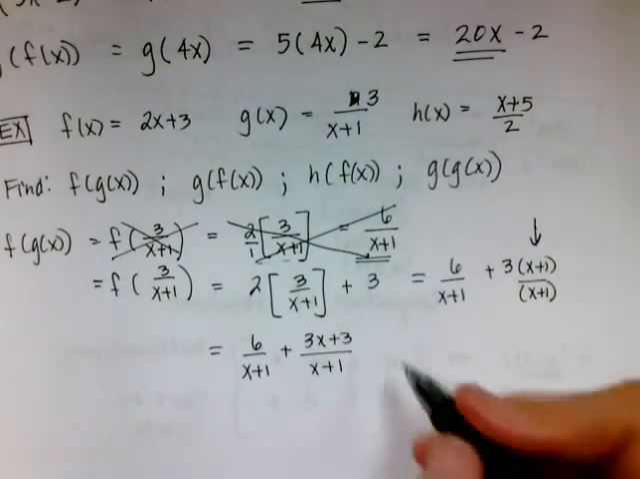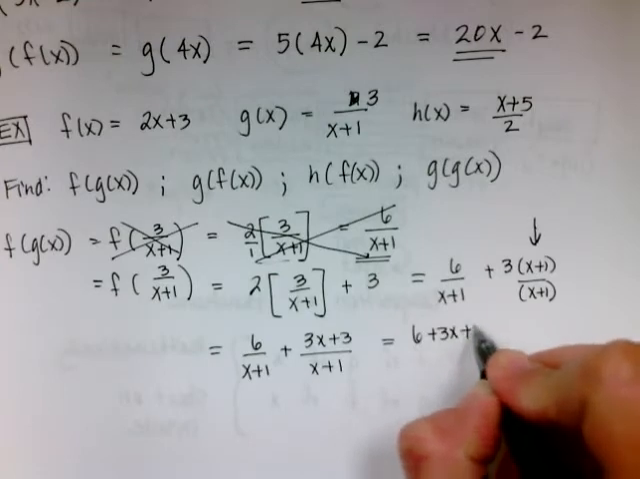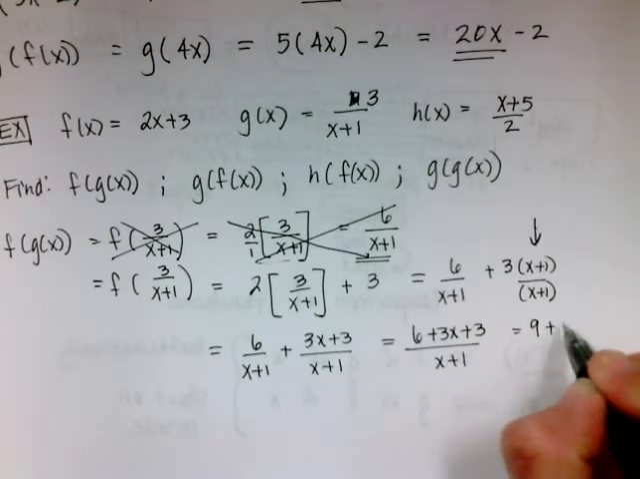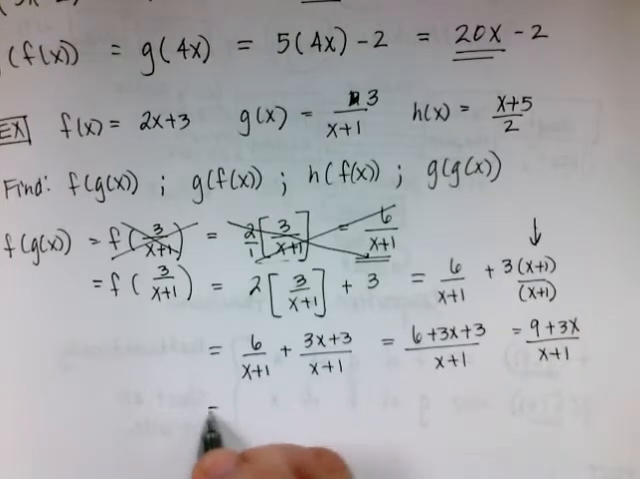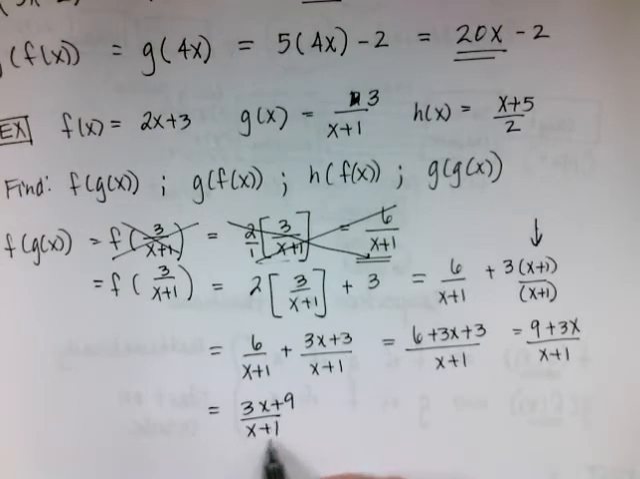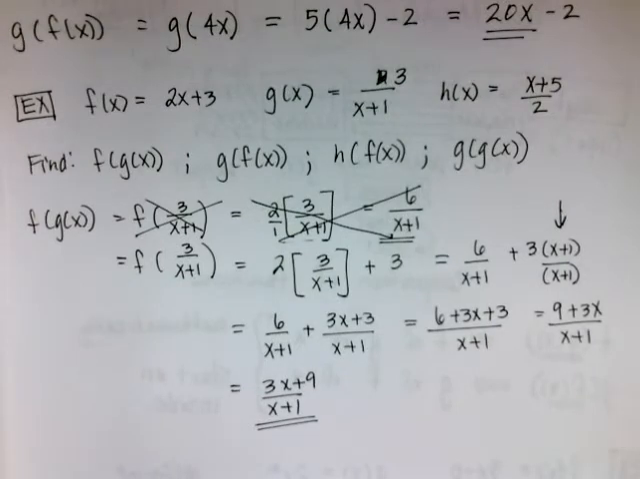Now my fractions have the same denominator, so I can add 6 plus 3x plus 3 over the x plus 1, and I get 9 plus 3x over x plus 1. And I could rewrite it in standard form to make it look better. And now I'm done. Whew, sorry, that was almost a fatal flaw.